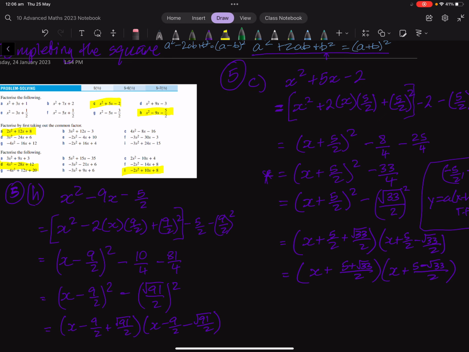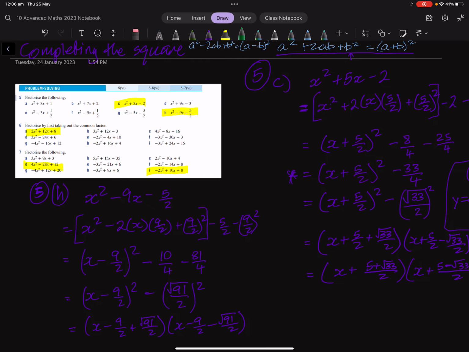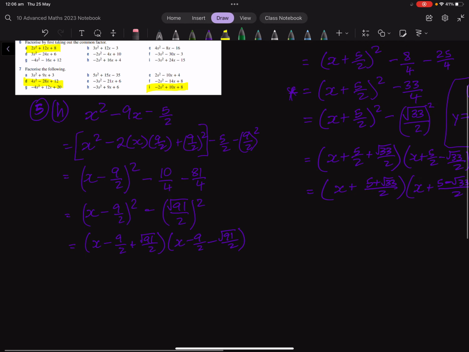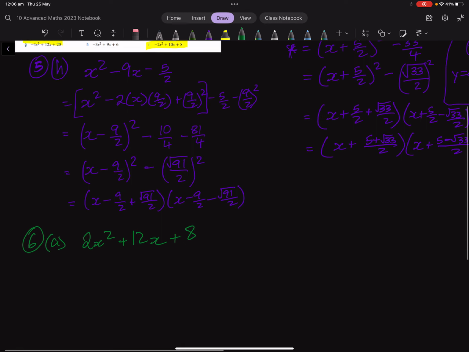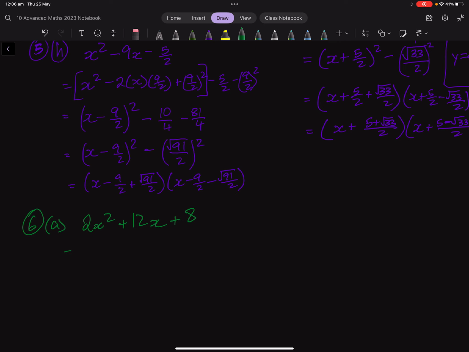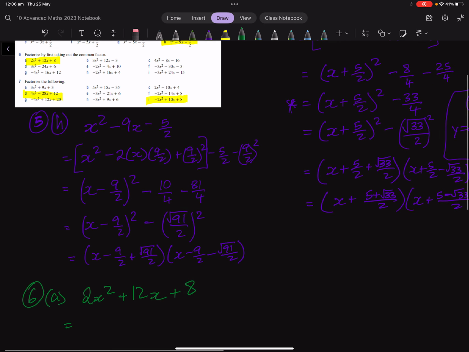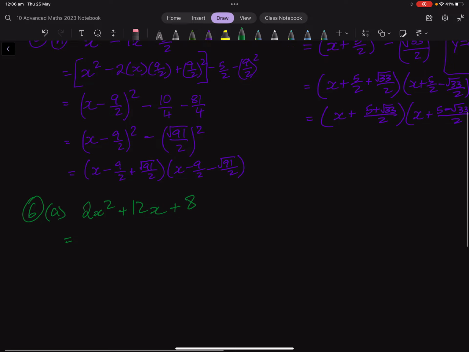We're going to question 6 here, so I'm going to have a go at doing 6a, 2x squared plus 12x plus 8. Now this one doesn't have an odd number in the middle term. It's an even number, but it does have a coefficient in front of the x squared term. So before I do anything else, I have to take out a common factor. In fact, whenever there's an a term that's not 1 in front of the x squared, I'm going to take it out even if it's not a common factor.